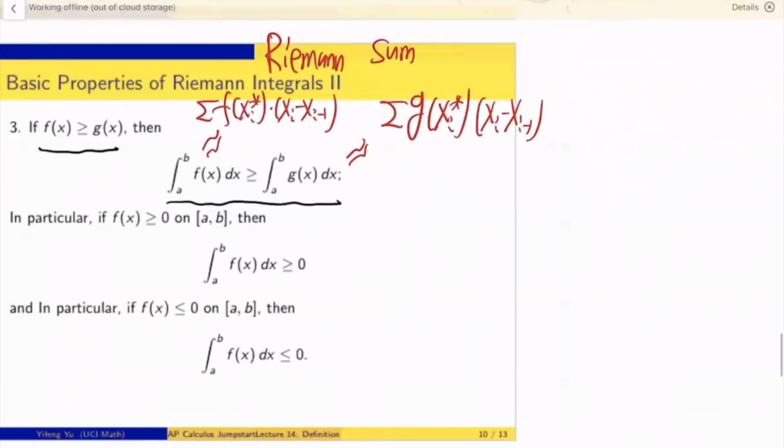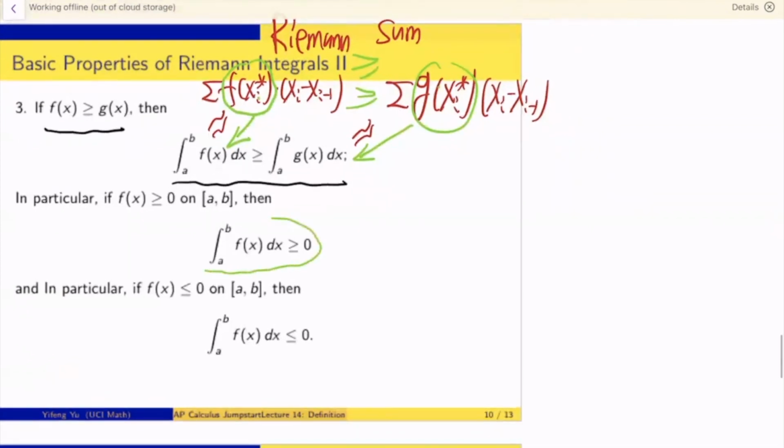Trying to understand why those properties are true helps us review and recall the original definition of Riemann integrals. Because f is no less than g, obviously the Riemann sum of f is no less than the Riemann sum of g, if we use the same partition and same sample points. So of course it will keep the same order.